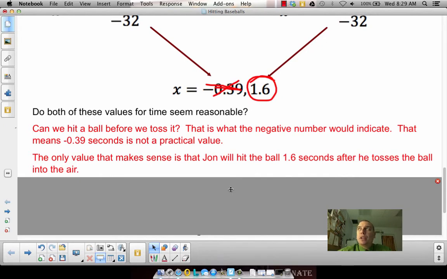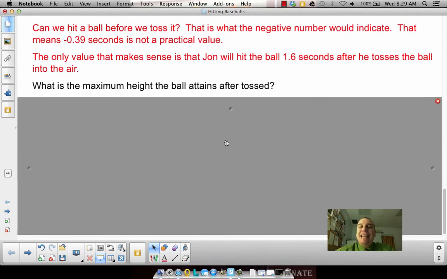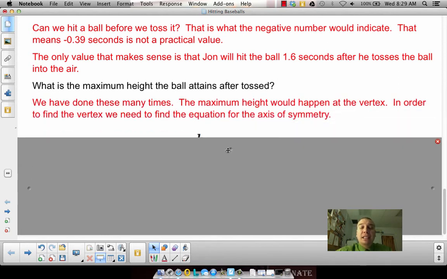All right, so then the other question. What was the other question? What's the height? So what's the maximum height the ball attains after being tossed? Again, we're in a parabola. Maximum height happens at the vertex. I know the vertex is going to be on the axis of symmetry, so I've got to figure out where the axis of symmetry is.